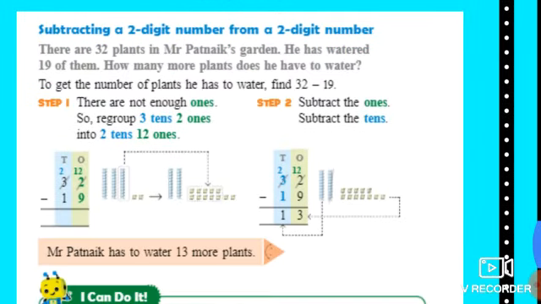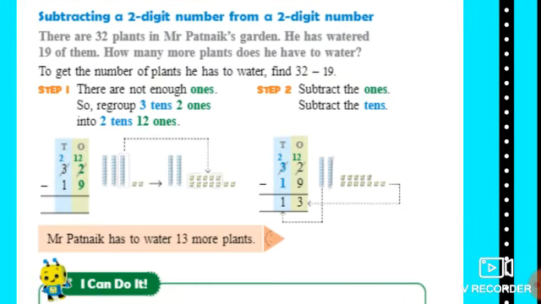Come to the next page, number 45. That is subtracting a 2-digit number from a 2-digit number. See the statement. There are 32 plants in Mr. Patnaik's garden. He has watered 19 of them. How many more plants does he have to water? Now they are saying there are a total of 32 plants in the garden and he has watered 19 of them. So how many are left? We have to find out.